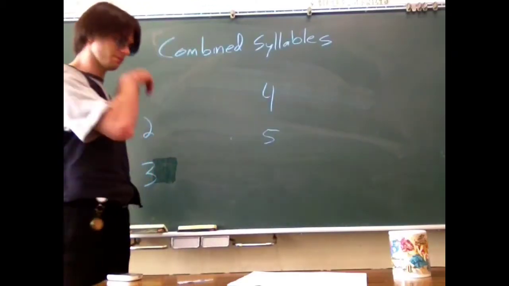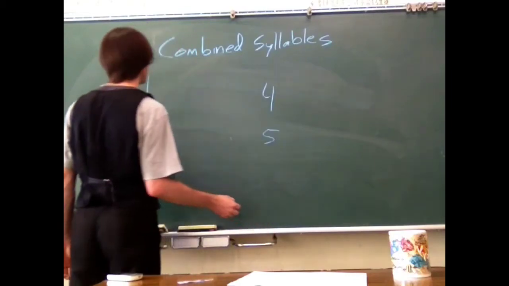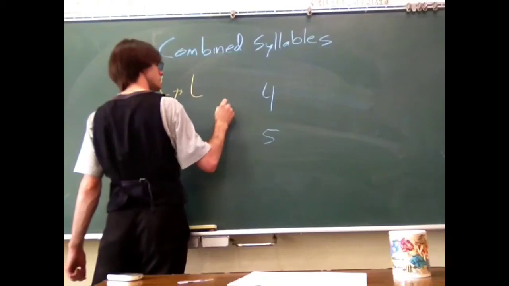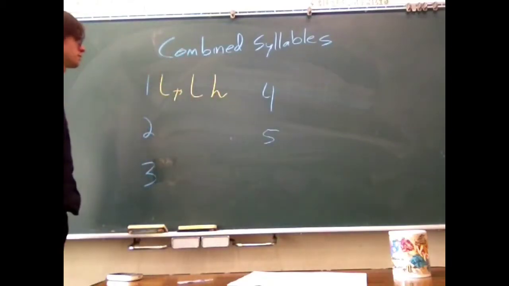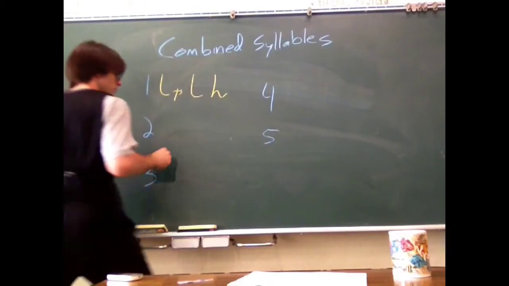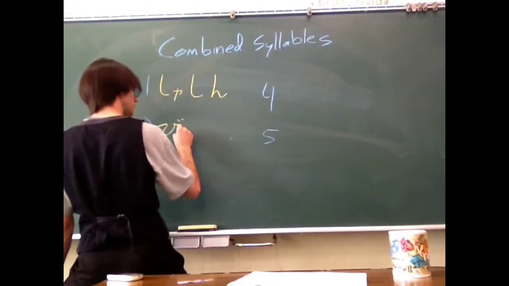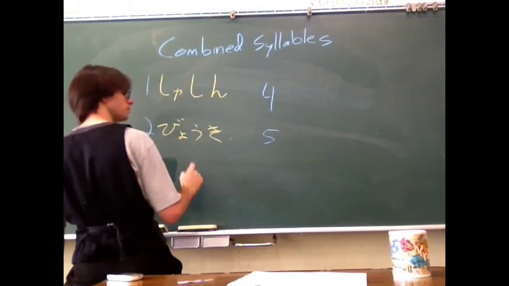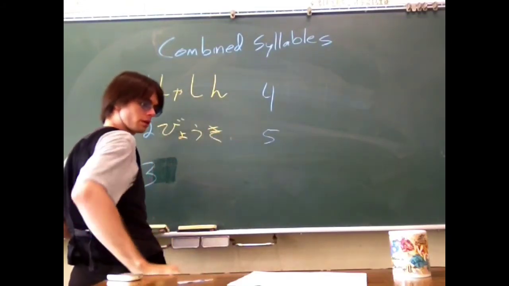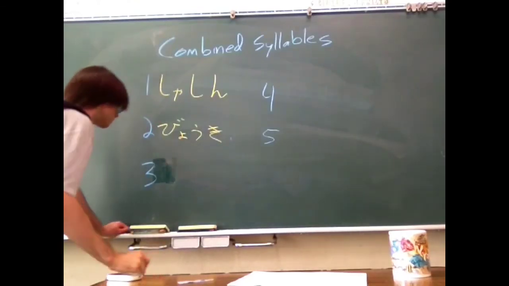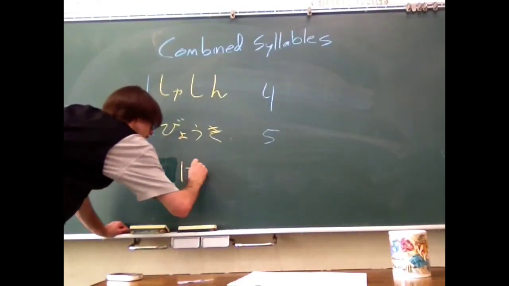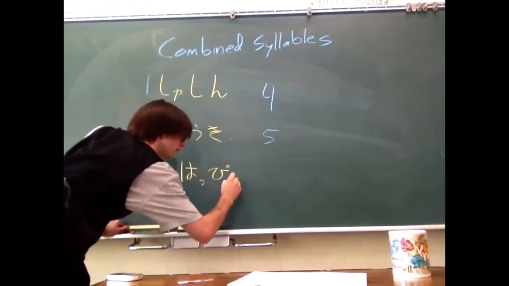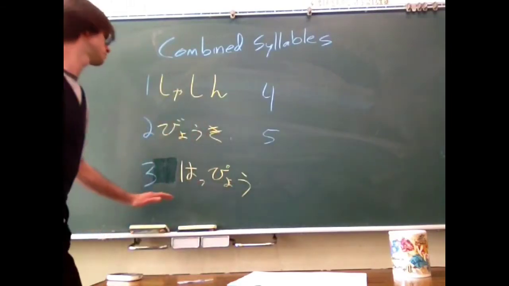So let's take a look at this. We've got shashin, sha, shi. Number 2 was byouki. Don't forget this bit. Number 3 was what? Happyo. We'll write that over here. Ha. Little tsu. Pi. Yo. Happyo.